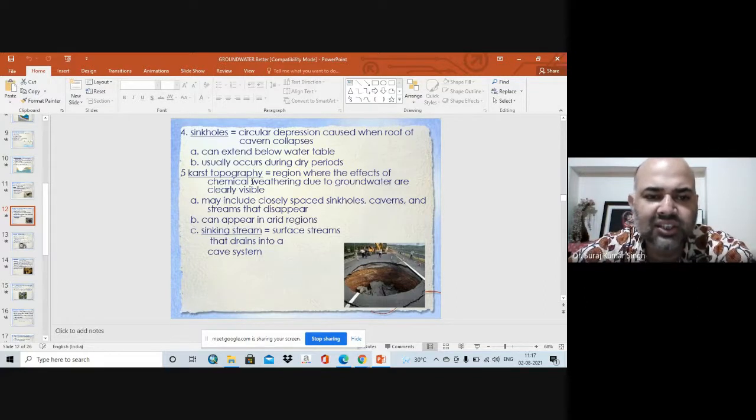Then you have got karst topography, that is the region affected by chemical weathering due to the groundwater, and may include closely spaced sinkholes and streams that disappear. It generally appears in arid zones, with sinking streams, surface streams that drain into the cave stream.